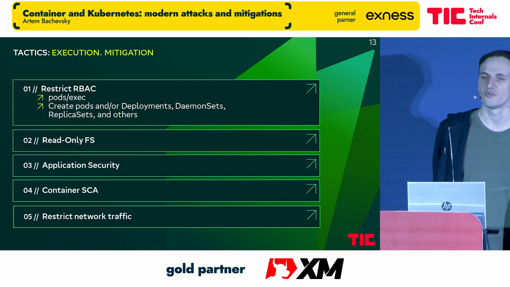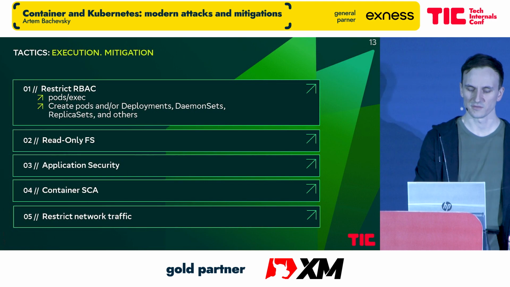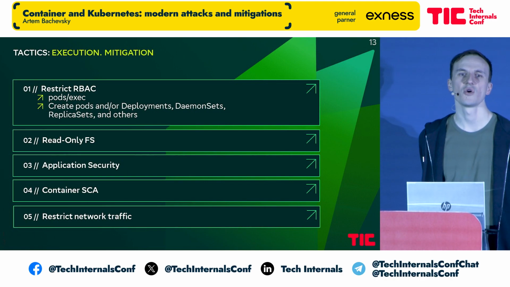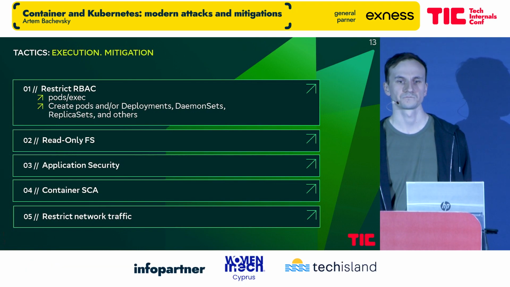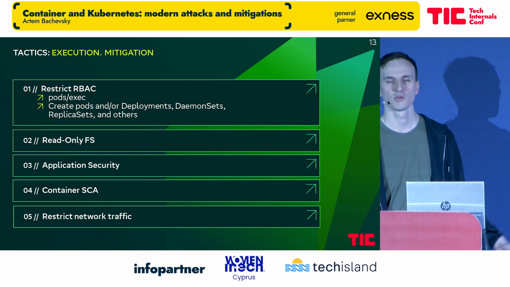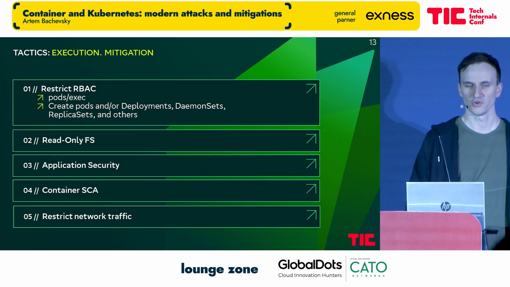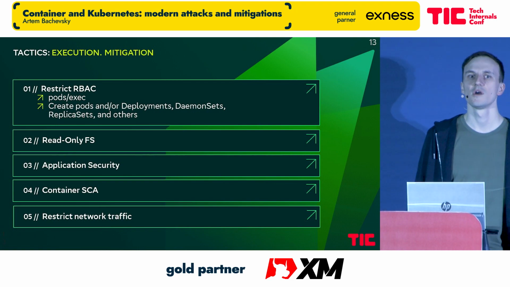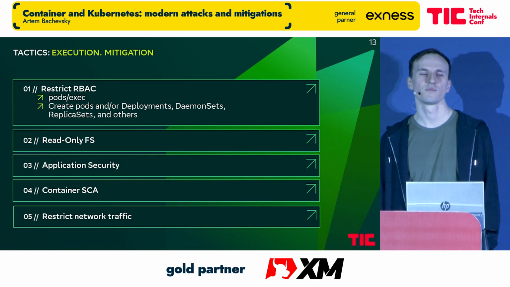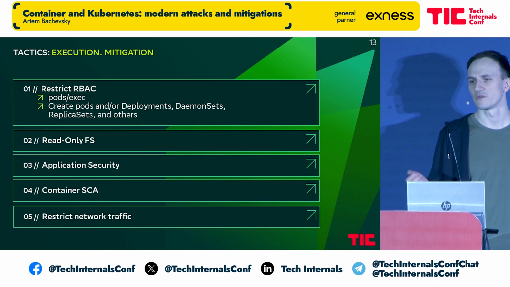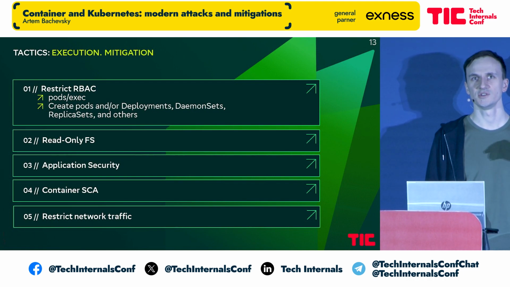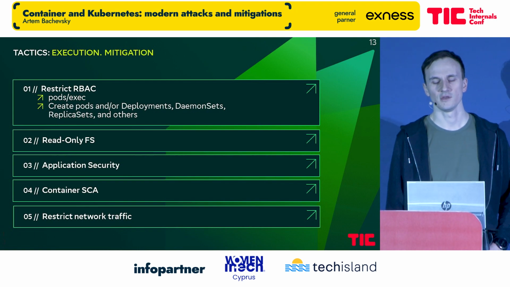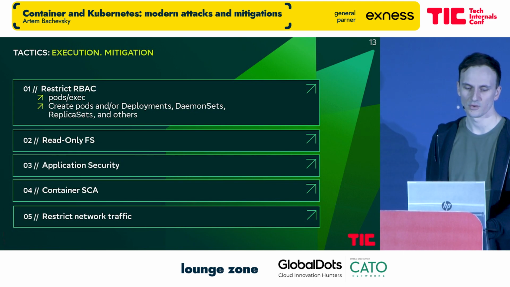And again, application security will help you with identifying vulnerabilities in your application, and container scanning will help you with finding something like SSH on your attack surface in the container. And restricting network traffic will also help you. For example, if you are not exposed, and if you do not allow something like port 22 to be accessible from anywhere, it doesn't matter whether you have SSH or not.